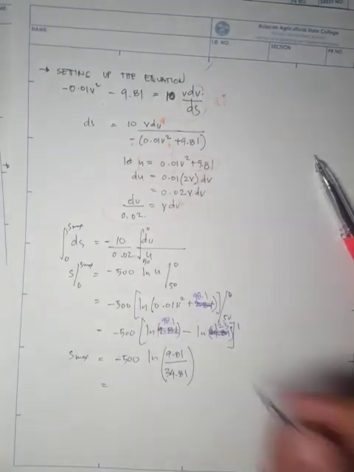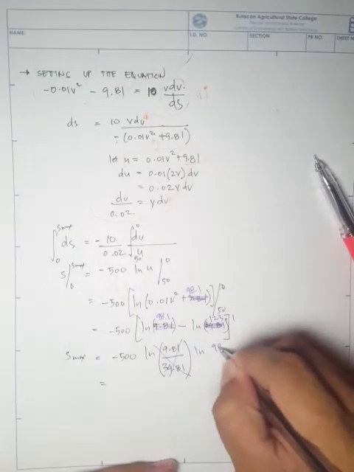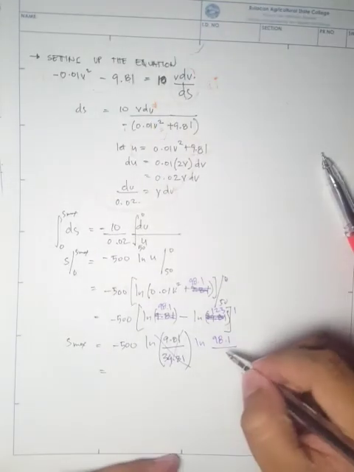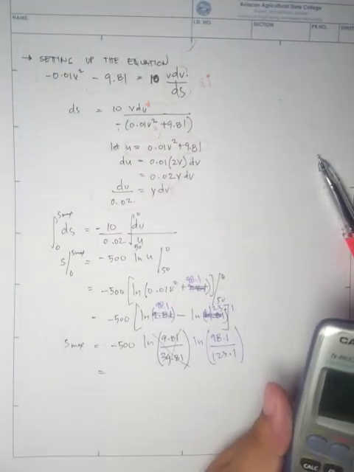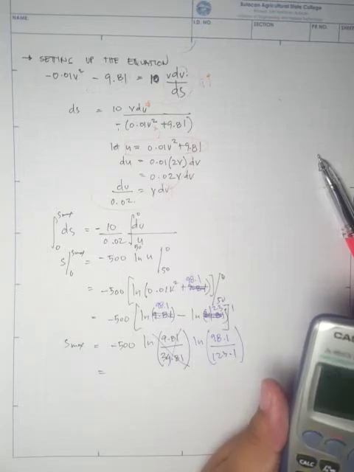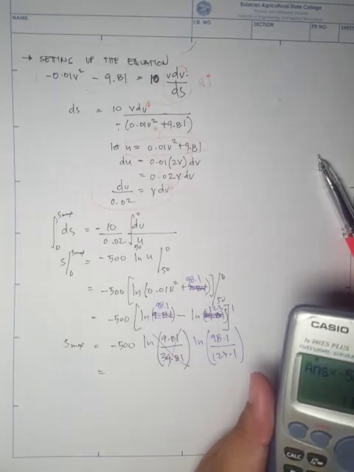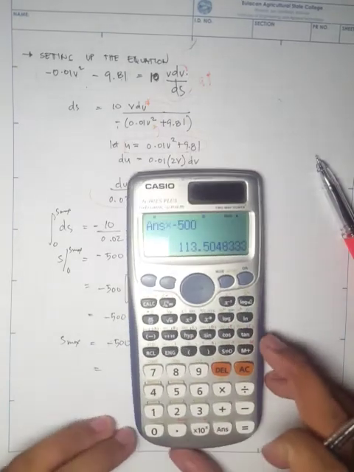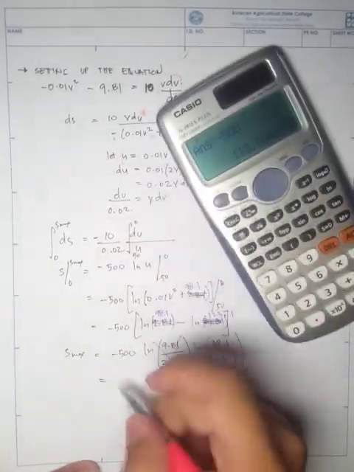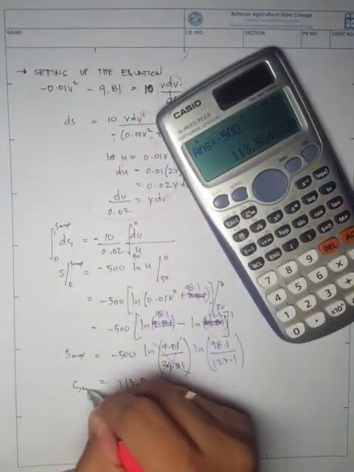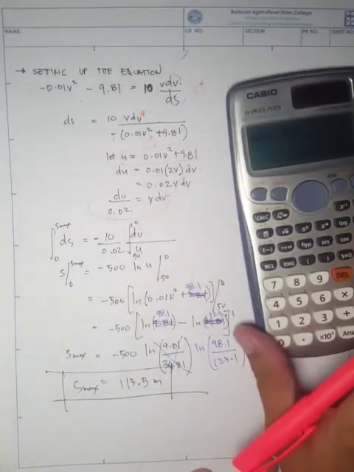Alright, so let's try. So this is not it. It should be ln of 98.1 all over 123.1. So let's try to solve this one. Divided by, alright, times negative 500. Alright, so this is it. Okay, so this is 113.5 meters. Okay, so actually this makes sense compared to earlier computations that we have.